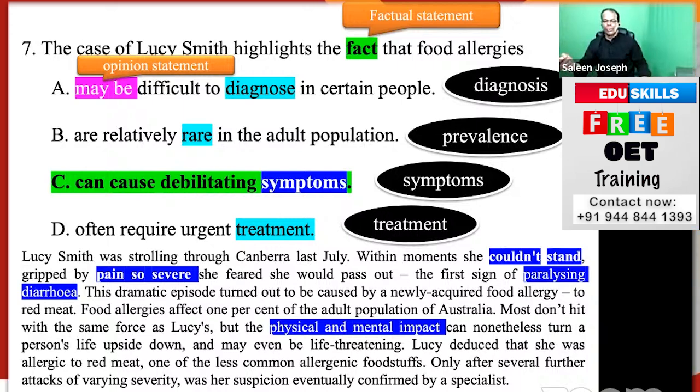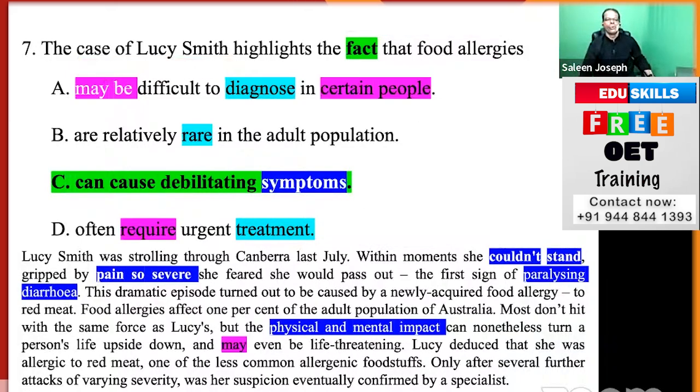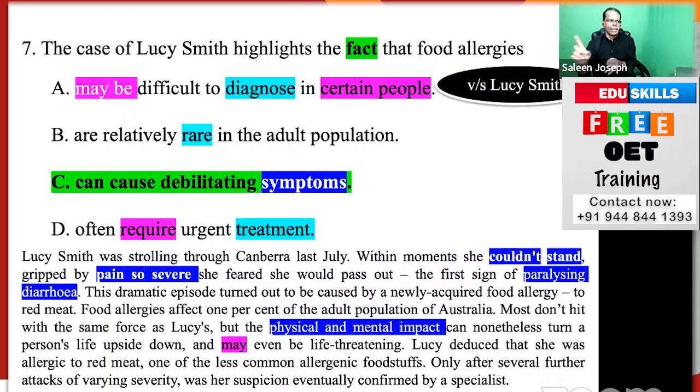And one more tip I am giving you: since the first 2 sentences speak about pain so severe, paralyzing, couldn't stand, those are all symptoms. If the topic sentence, the first 1 or 2 sentences, speak about symptoms, the whole paragraph will speak only about symptoms. The answer must be symptoms. That's another clue for you. Now you see we have seen that there is an opinion statement, and we are asked about a fact. So looking at the modal verb, it can be eliminated. Looking at the concept, that is diagnosis, prevalence, symptoms, treatment, concept-based hedging word, that can be eliminated.